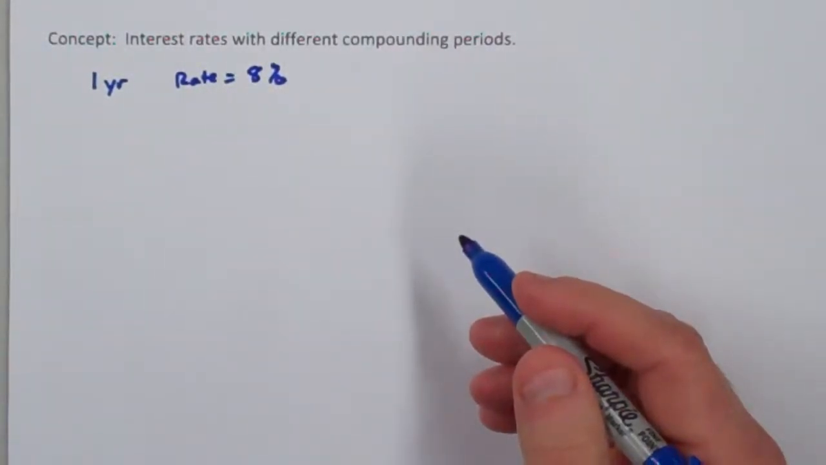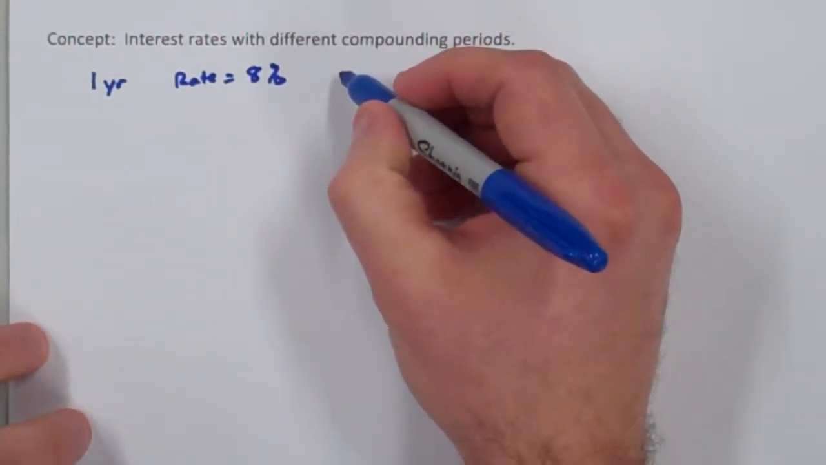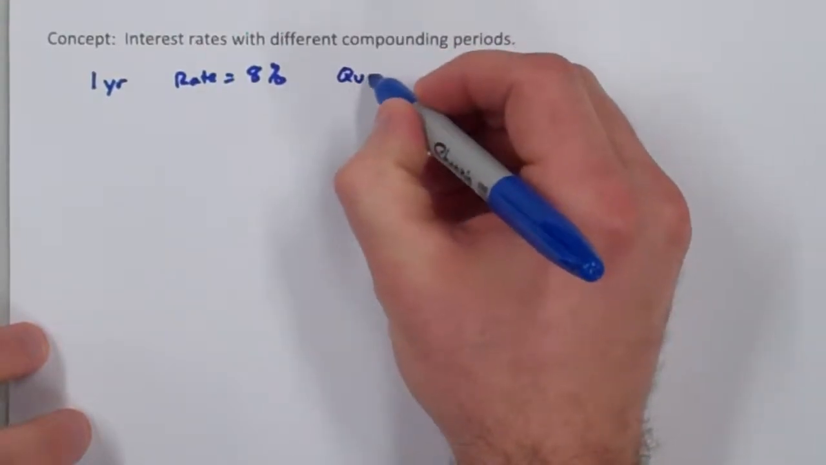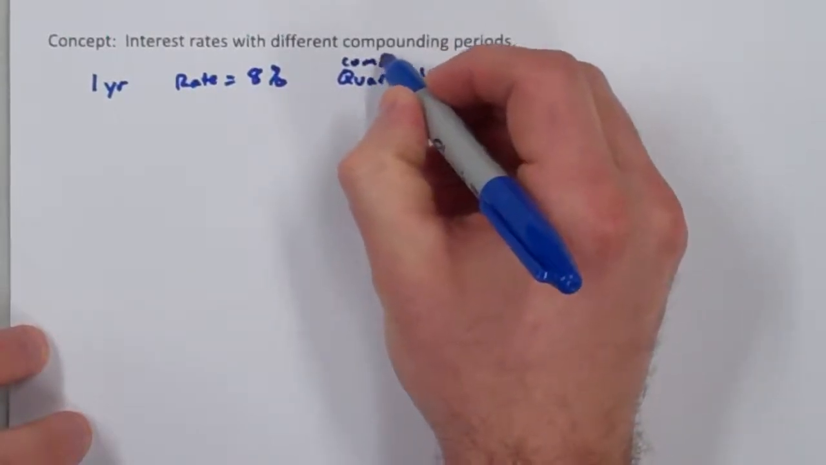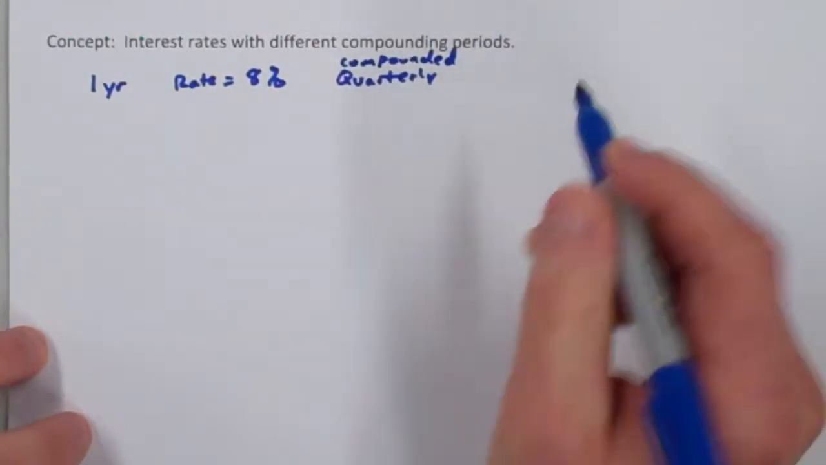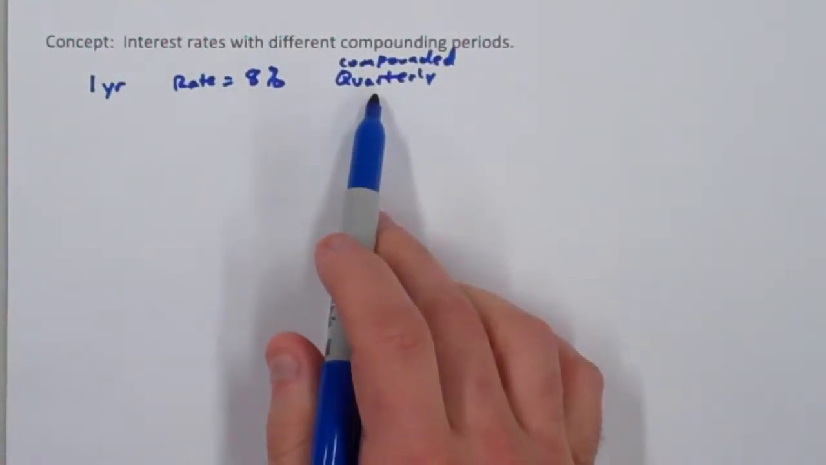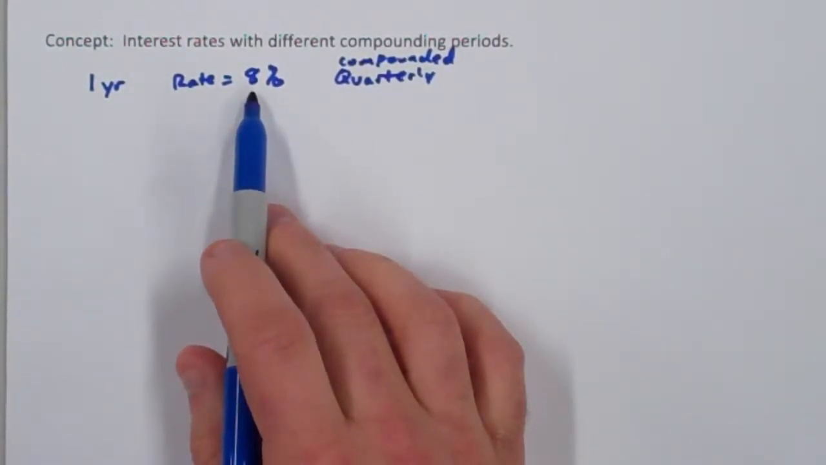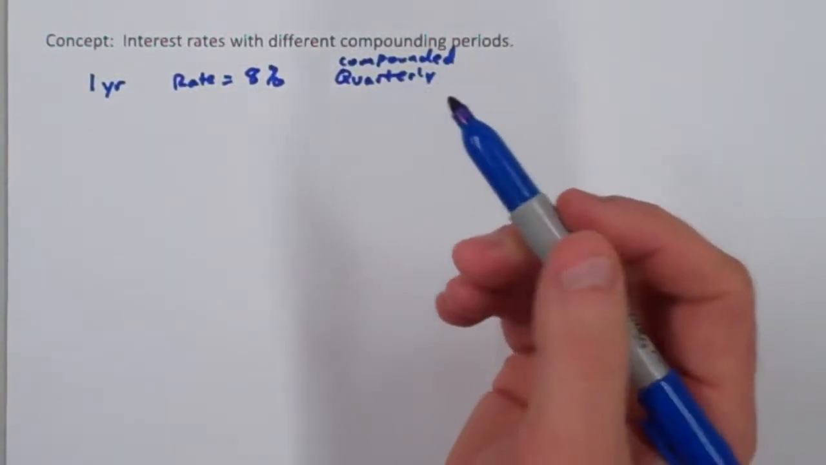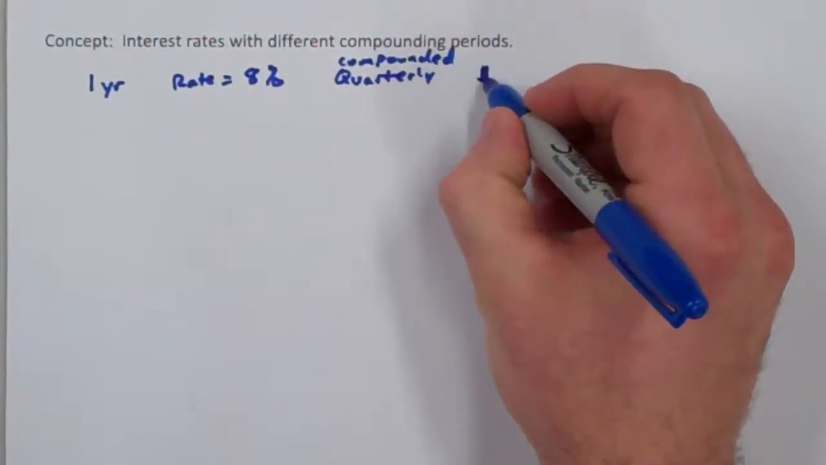Oftentimes, these rates are going to come with a compounding period. So let's say the compounding period was quarterly. So we could say that this was compounded quarterly. I'll write that here on the top. What that means is this rate is going to be applied 4 times each year, but not 8%. 2% is actually what is going to be applied. So let's say that it was for maybe $1,000.